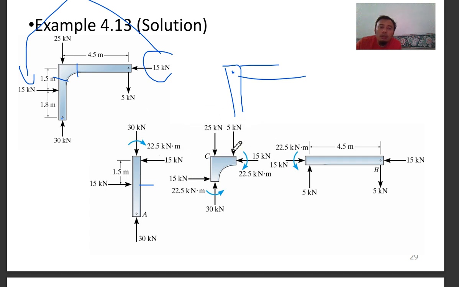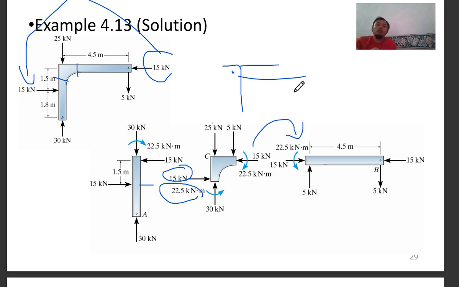You can find the internal forces here: 5 kilonewton, and then 15 kilonewton of normal force, which is due to the shear of 15 kilonewton, and then the moment of 22.5, which is due to this 15 kilonewton times 1.5. And this one is the product of this 30 minus 25, you get 5 kilonewton. You want to find this because it will be translated into the next section here.